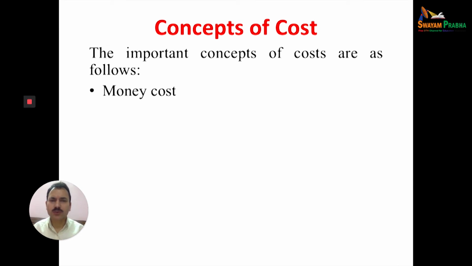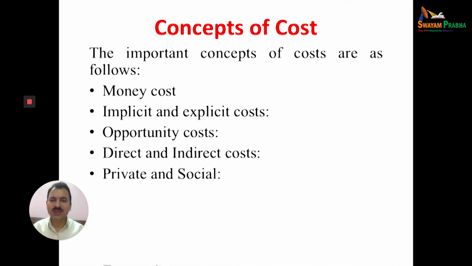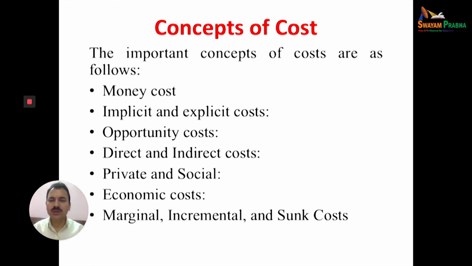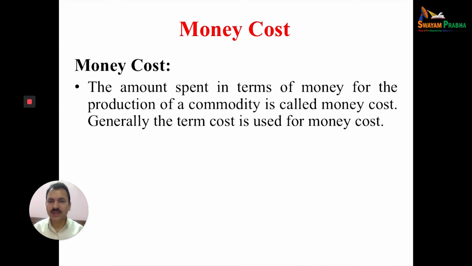There are various concepts of cost. We'll discuss them one by one. For example, money cost, implicit and explicit cost, opportunity cost, direct and indirect costs, private and social costs, economic cost, marginal, incremental and sunk costs, fixed cost, variable cost. So we'll discuss one by one. The first is money cost. What is money cost? The amount spent in terms of money for the production of a commodity is called money cost.